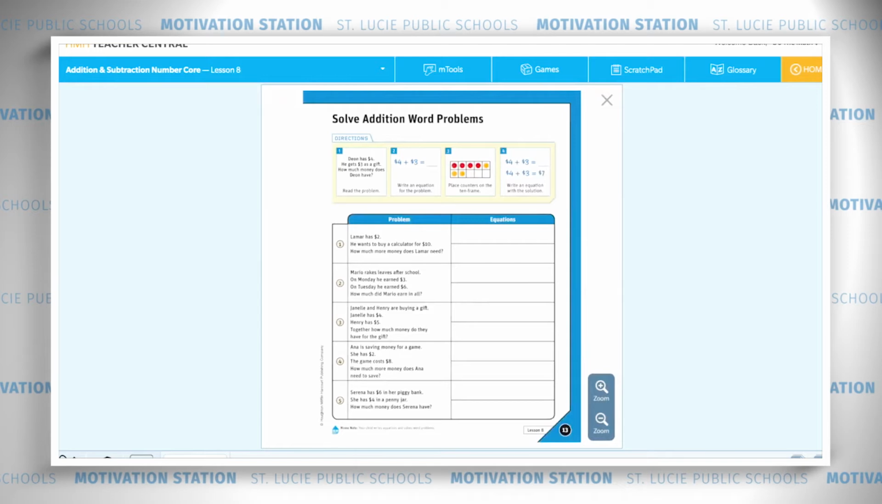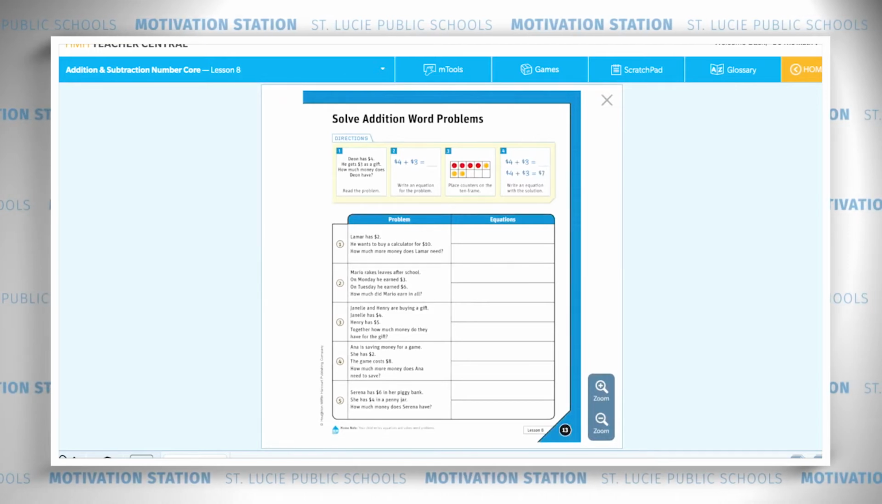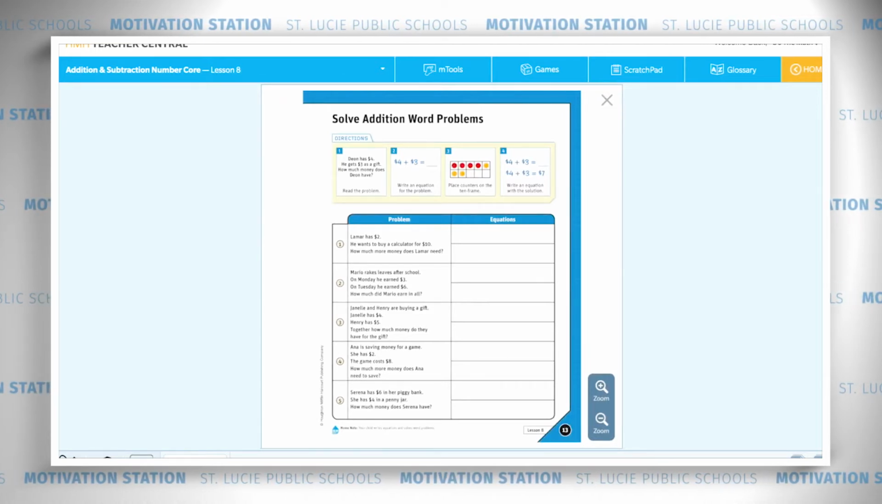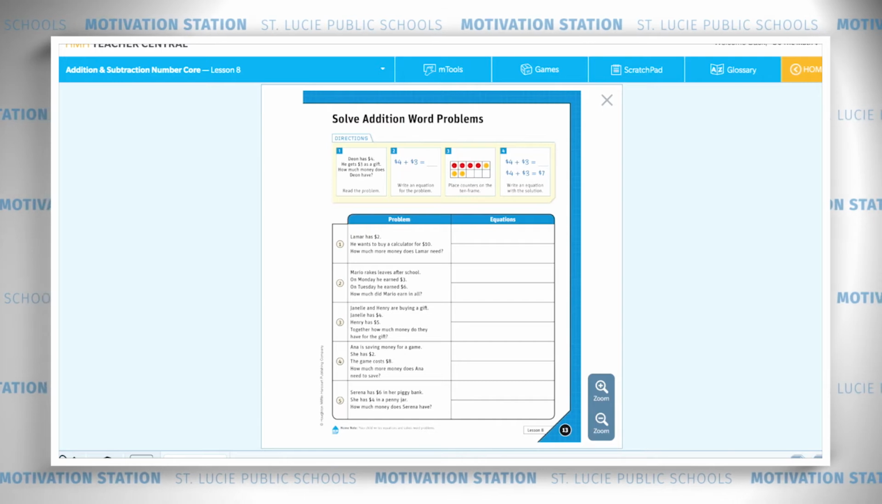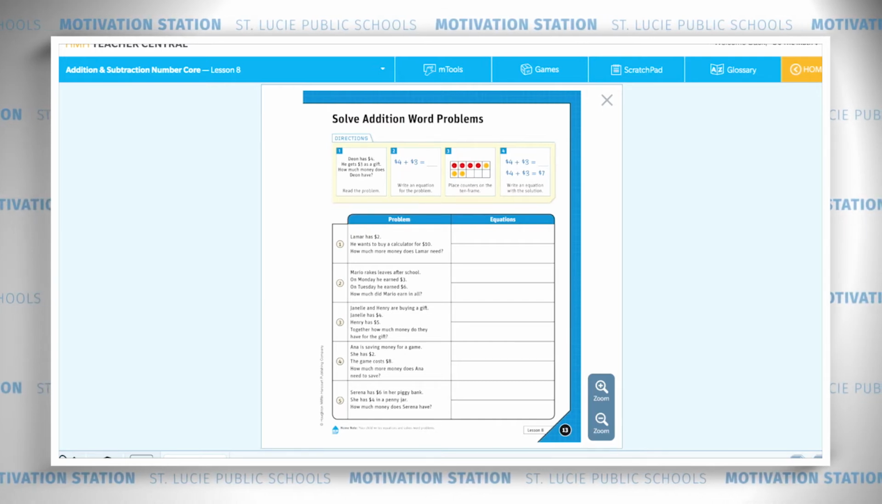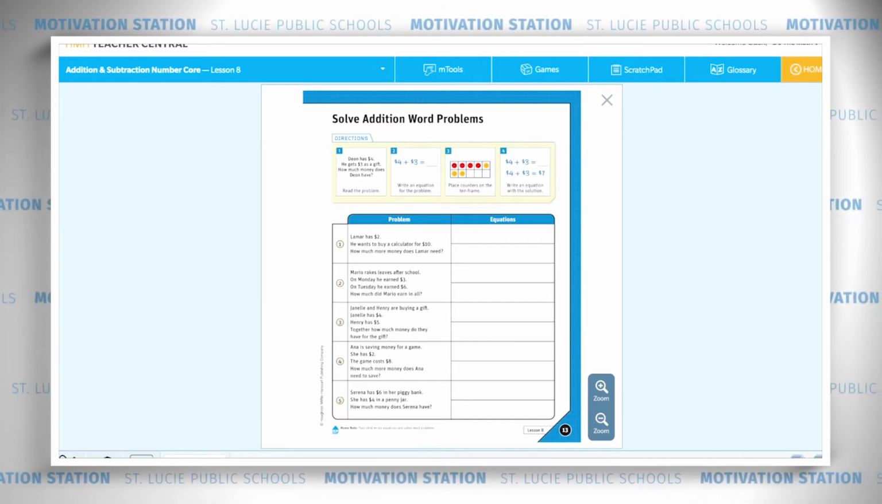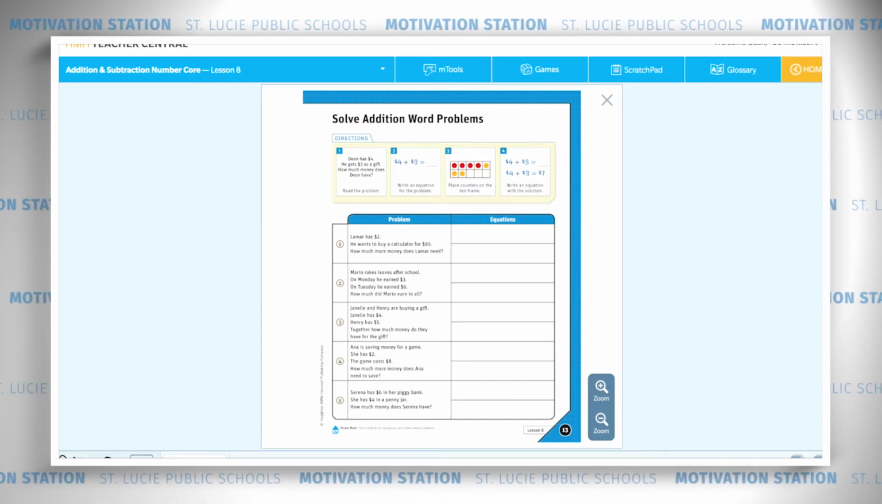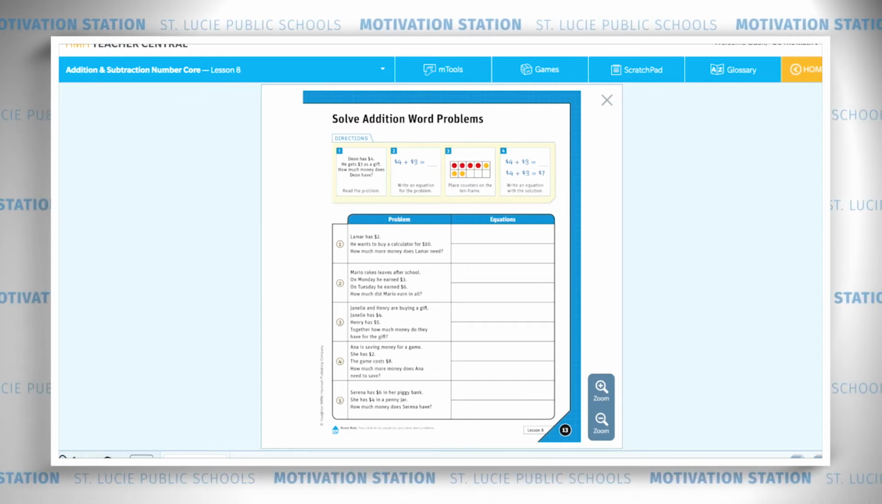Now solve the problem and you're going to write an equation. You may talk with your partner, and that can be someone at home or even a stuffed animal. Stuffed animals love to do math, and you're going to use your tens frame to help you. Okay, so here is the first problem, which we're going to do together.